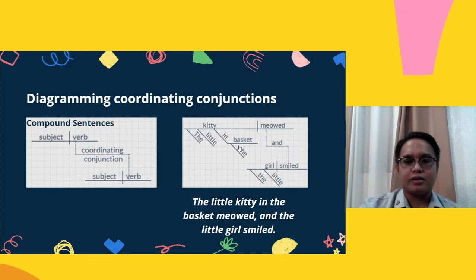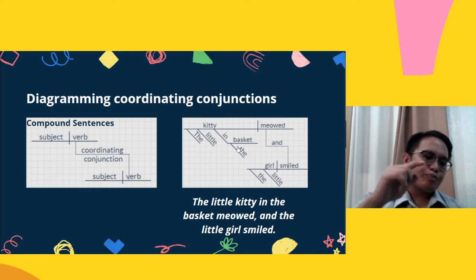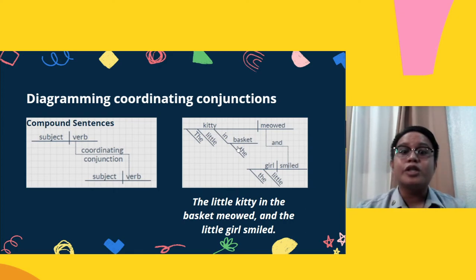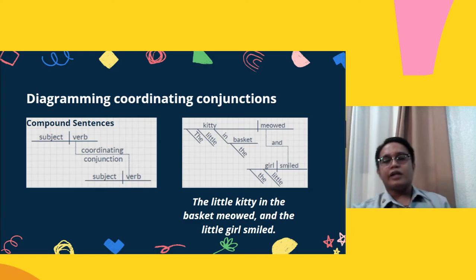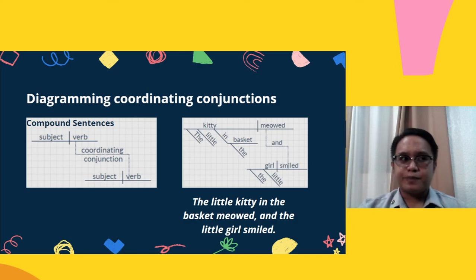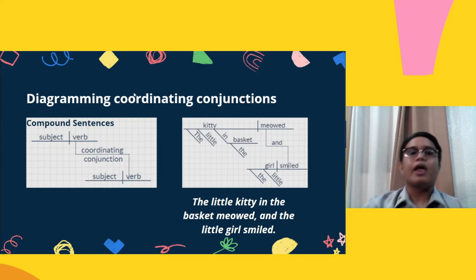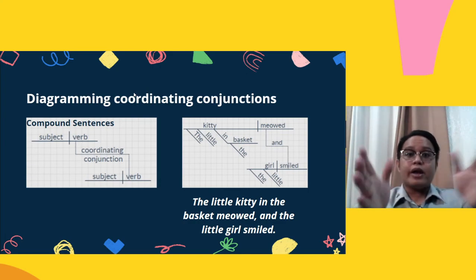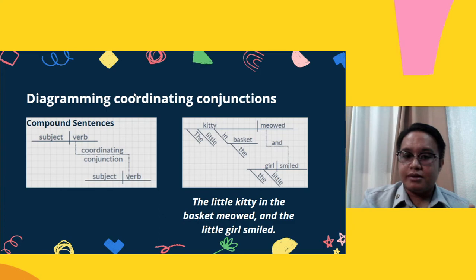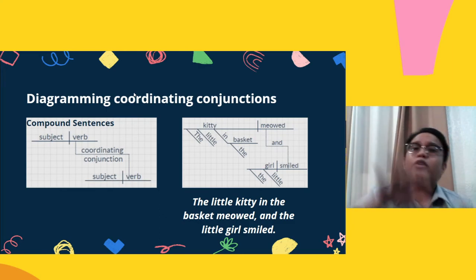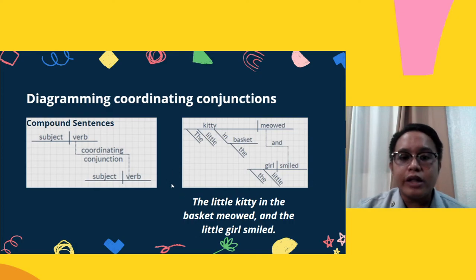Next is we diagram compound sentences. Kani, this is where it gets leveled up. Kay, kato na mga sentences are just simple sentences, right? If you remember simple sentence, these are just kind of one clause only. But here we have two clauses. Let's say in our example, the little kitty in the basket meowed. Okay? That's one complete sentence. The little girl smiled is another complete sentence connected by the coordinating conjunction and.